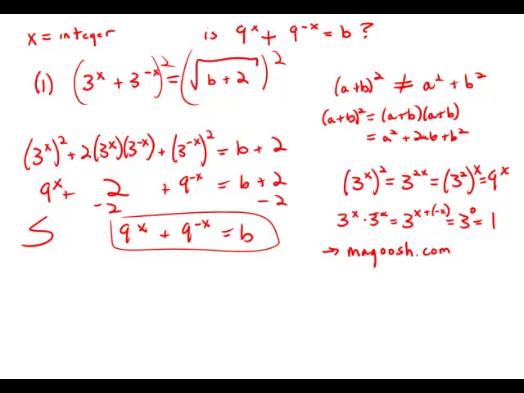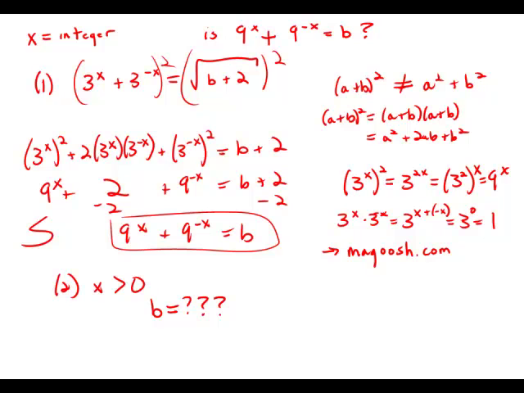Statement number 1 is sufficient. Now statement number 2, a much more meager statement, tells us that x is greater than 0. Well, first of all, it's an inequality, not an equation, so that's not going to determine much of anything. But more to the point, it tells us a little bit about x. It gives us no information about b at all.